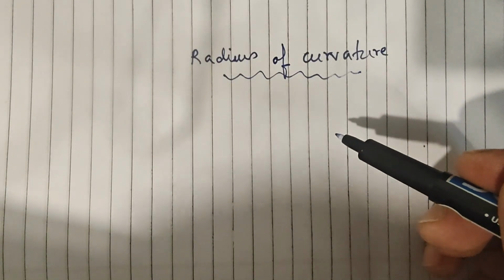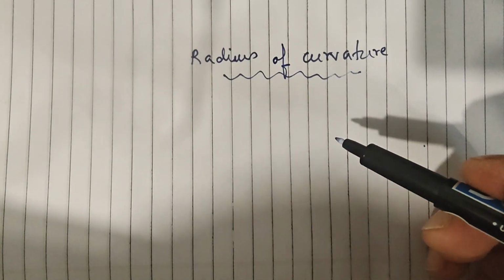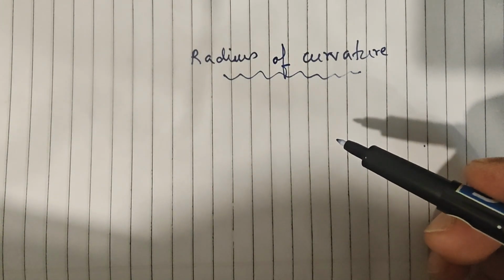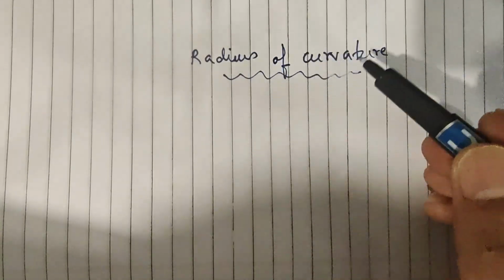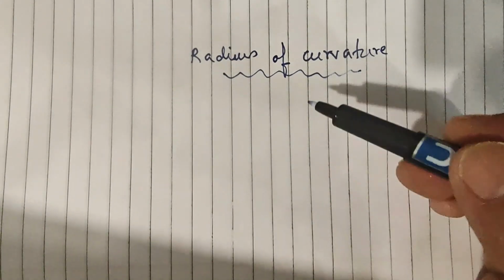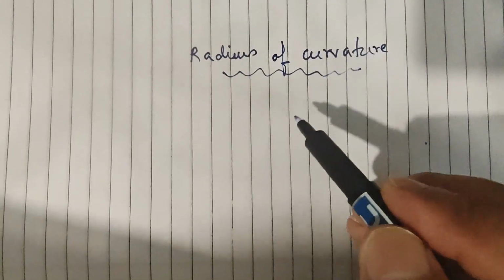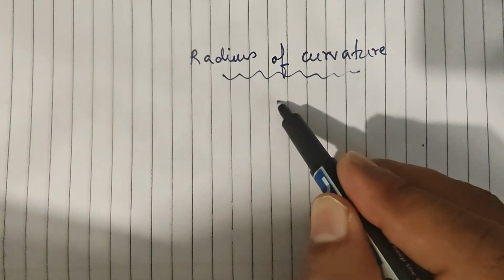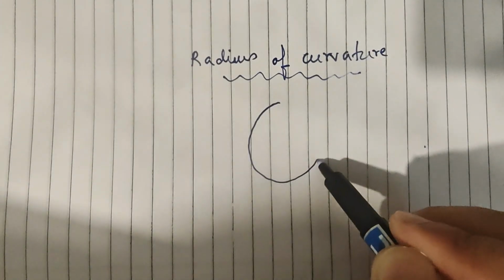Hi everyone. In this small video, I would like to solve a problem which is based on the topic of radius of curvature. But before I solve that question, let us understand the concept of radius of curvature. Let's say a particle is going in a circular path.